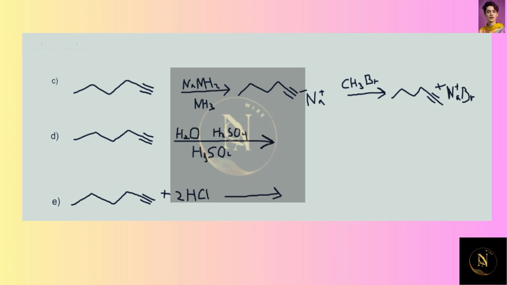In part D, we have 1-hexyne reacted with H2O, H2SO4, and HgSO4. So this reaction will give a Markovnikov ketone. It does proceed with a carbocation intermediate.